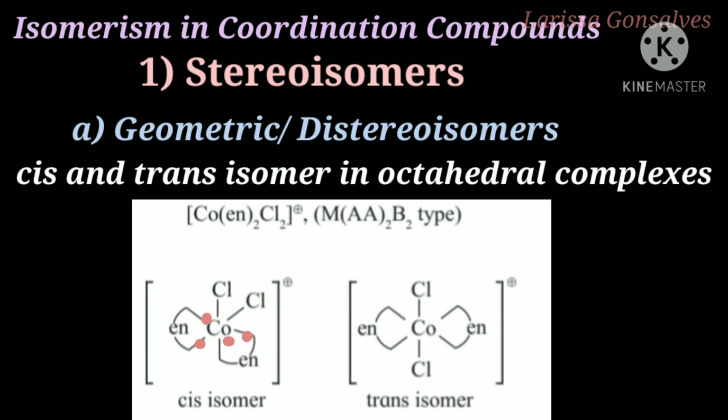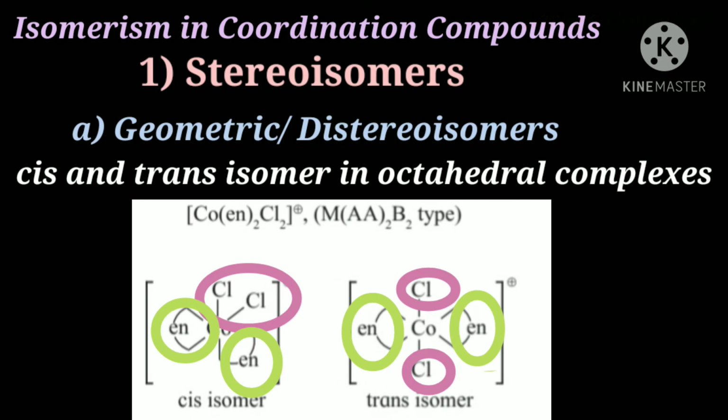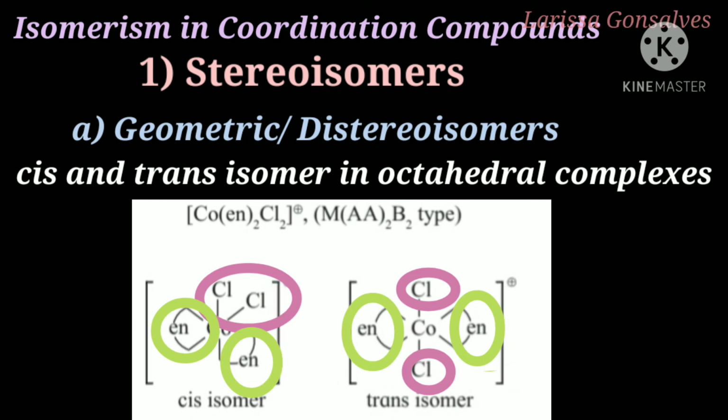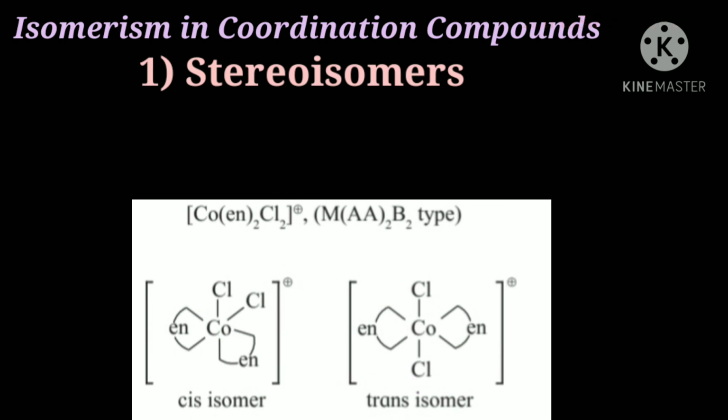For the cis isomer, you can see that the 2 en, that is the ethylene diamine groups, and the 2 Cl ligands are present adjacent to each other. Whereas in the trans isomer, the ethylene diamine and chlorine atoms are present opposite to each other. This bracket is very important here because it indicates the coordination sphere, and we have to mention the charges, that is the net charge as well.